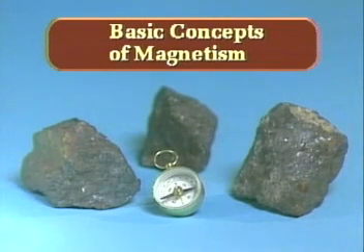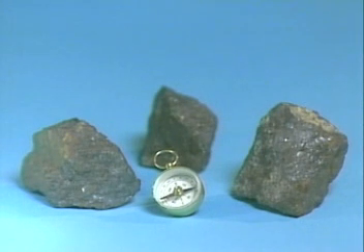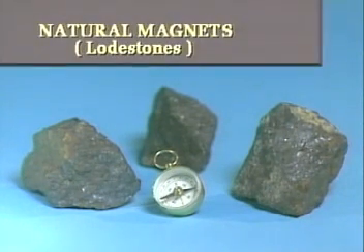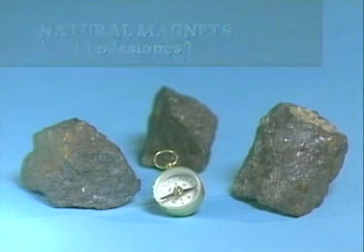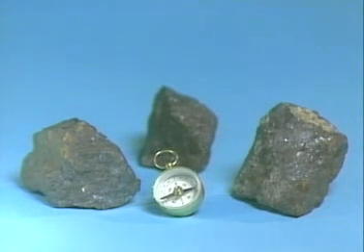Let's begin by looking at some basic concepts of magnetism. The first magnets people used were natural magnets called lodestones that were formed by lightning strikes into the earth and by meteorites that fell to earth. Early explorers used lodestones to navigate. A floating lodestone would always point toward the north.